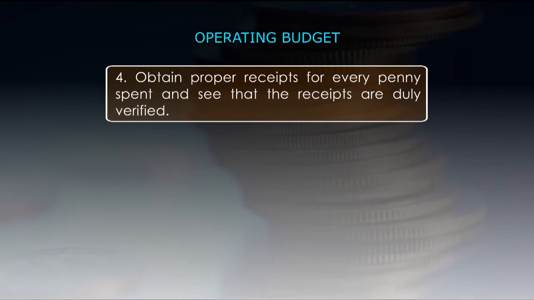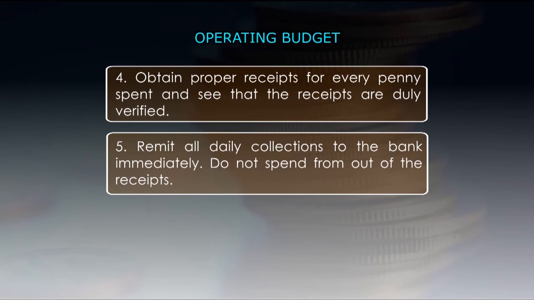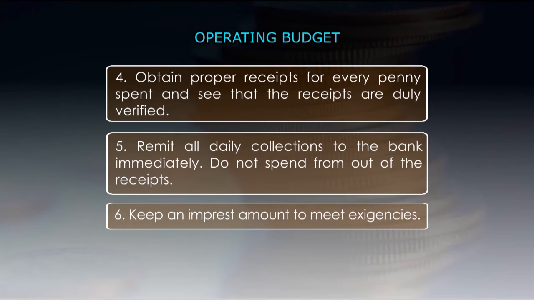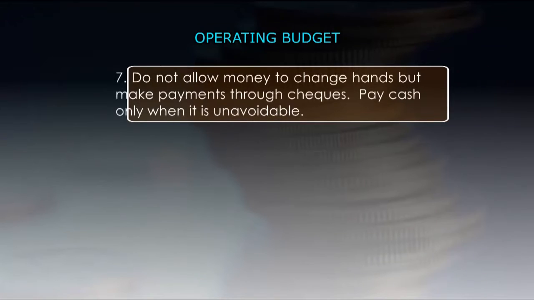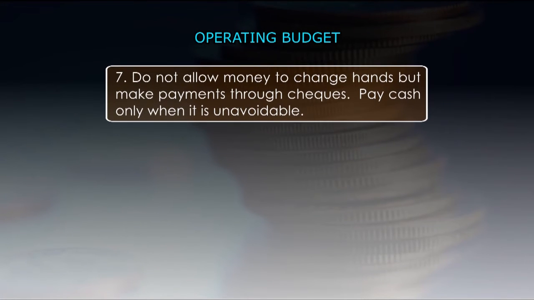Number 4, obtain proper receipts for every penny spent and see that the receipts are duly verified. Number 5, remit all daily collections to the bank immediately. Do not spend from out of the receipts. Number 6, keep an imprest amount to meet exigencies. Number 7, do not allow money to change hands but make payments through checks. Pay cash only when it is unavoidable.